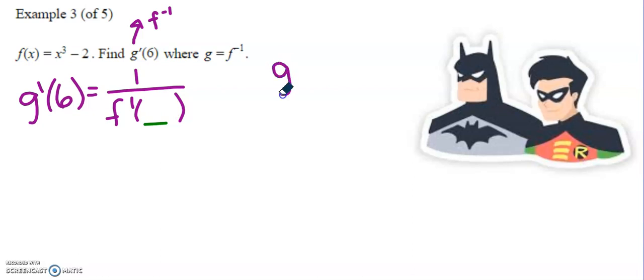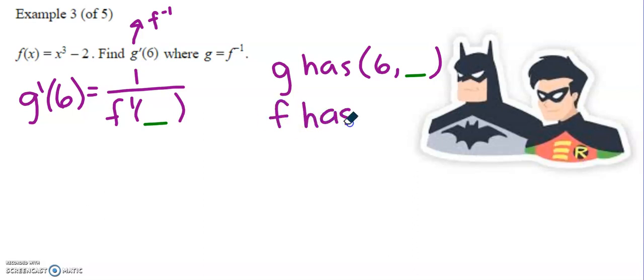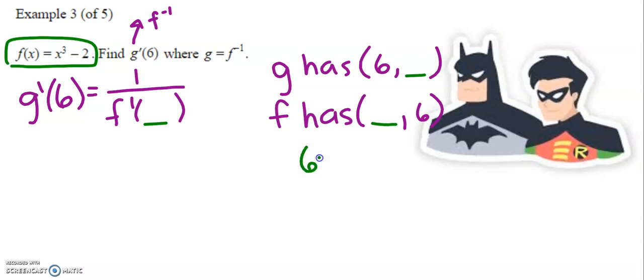G is the function I care about. So G has 6, comma, mystery, which means G's inverse has mystery, comma, 6. And we're going to use this buddy to figure out what is my mystery value that I need. So f of x equals x to the third minus 2, which means that 6 equals x to the third minus 2. 8 equals x cubed, x is equal to 2.